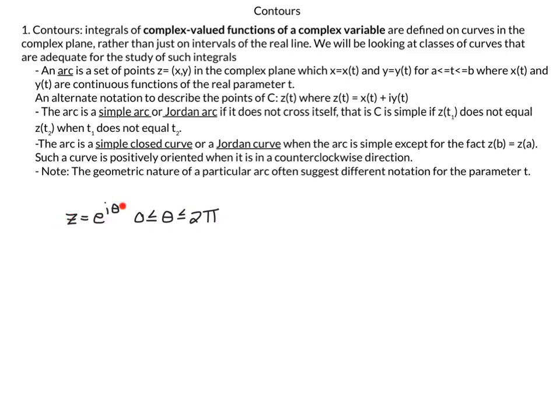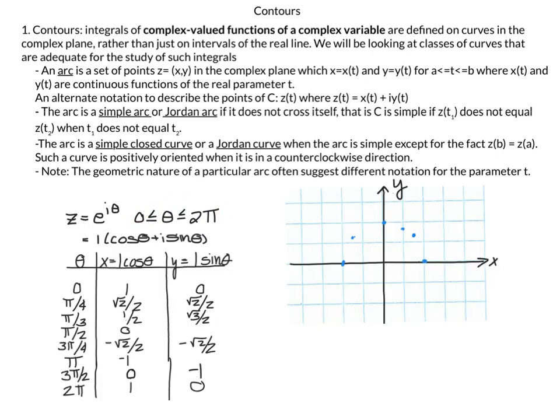z equals e to the i theta for theta going between 0 and 2 pi, and we'll see that this draws out a curve as we follow theta going from 0 to 2 pi. Here I've rewritten e to the i theta using Euler's identity. The radius is 1, so I have cosine of theta plus i sine theta. So now I can make a chart of theta versus x and y. And x is my cosine theta, or 1 times cosine theta. My y is 1 times sine theta.